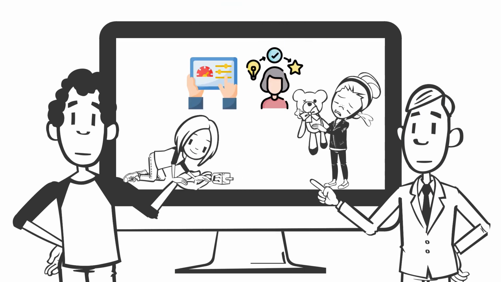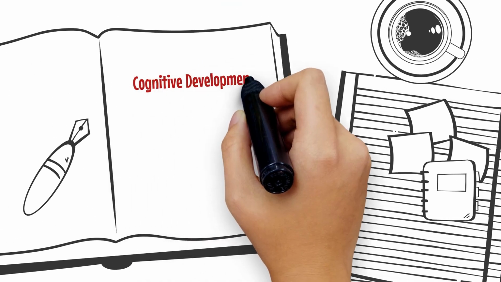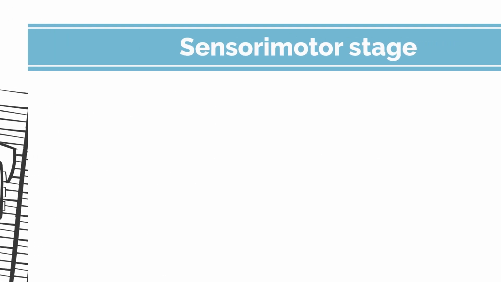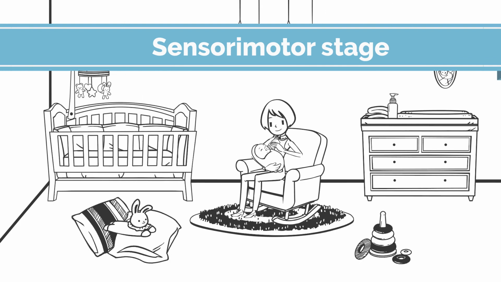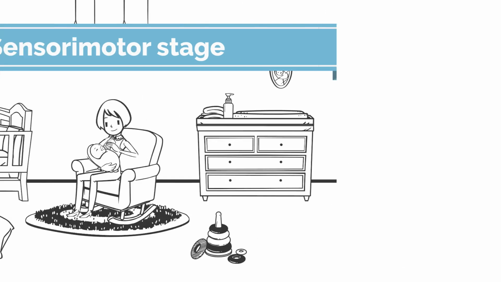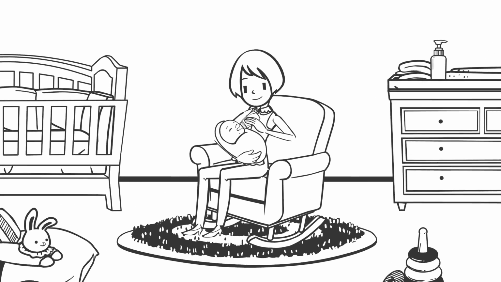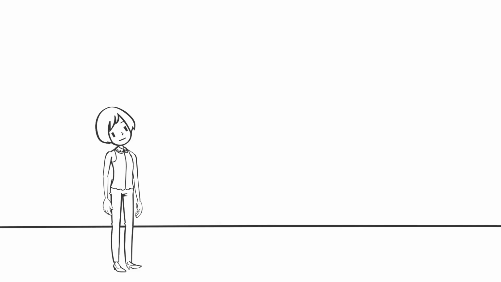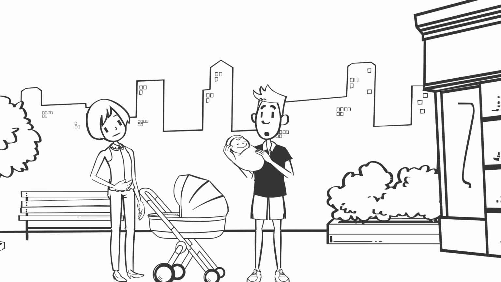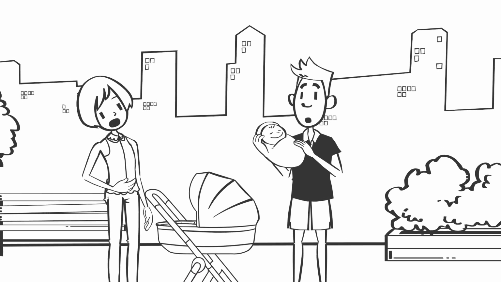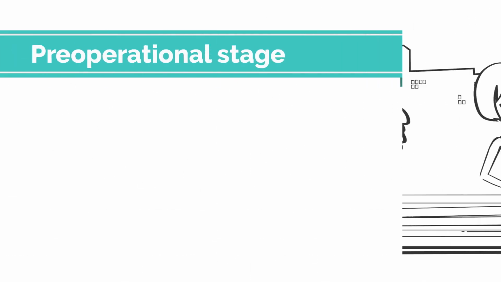accommodate new experiences. According to Piaget, there are four main stages of cognitive development. Sensorimotor stage, birth to approximately 2 years. During this stage, infants learn about the world primarily through sensory experiences and motor actions. They gradually develop object permanence, the understanding that objects continue to exist even when they are out of sight, which is a significant milestone in cognitive development.